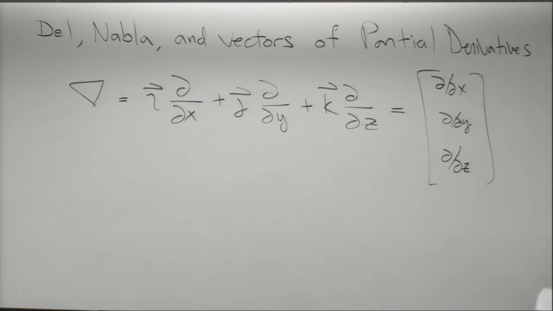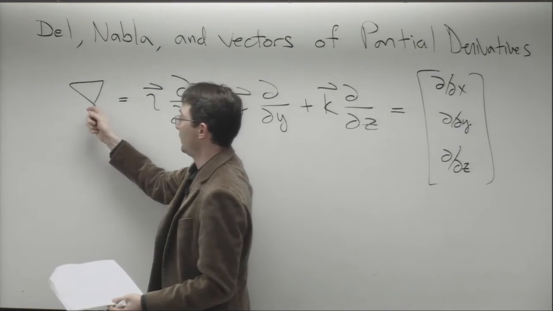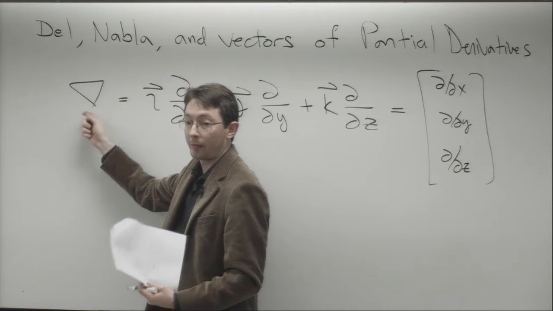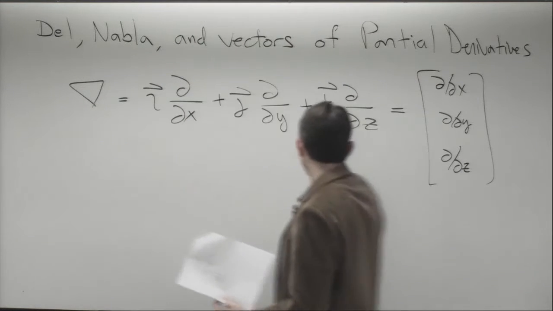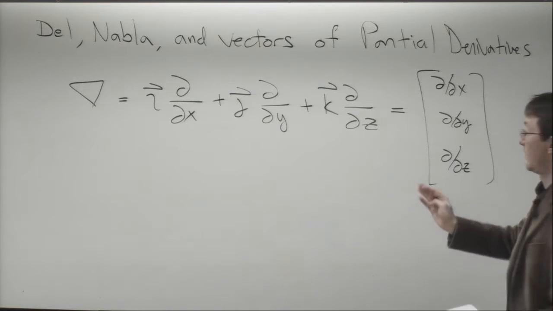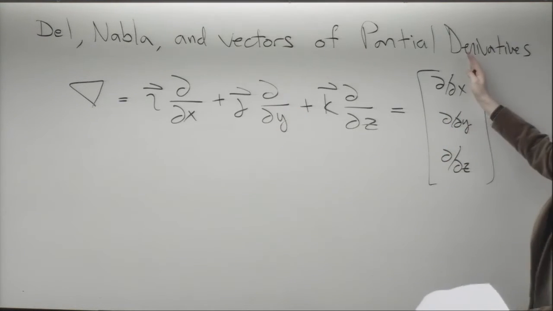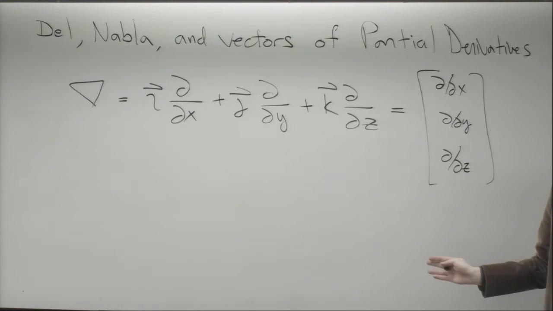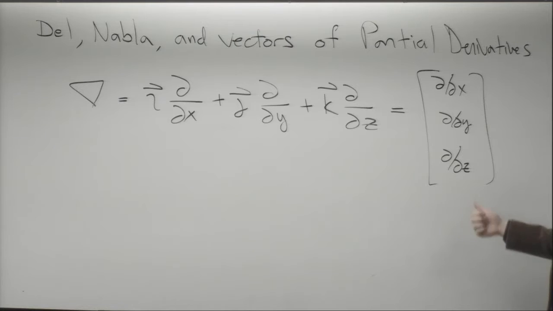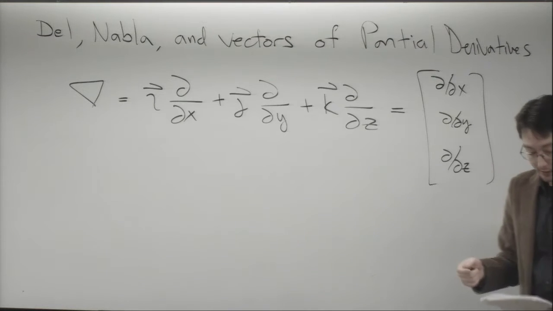Now, this is pretty cool because we've written this operator. I'm calling it an operator because it operates on functions or vector fields. And it operates in a linear way, which is nice. So this operator del can be written as a vector. And so I can do anything with this operator that I can do with a vector. I can take the dot product. I can multiply it by numbers. I can multiply it by matrices. I can take the cross product and all of those things.